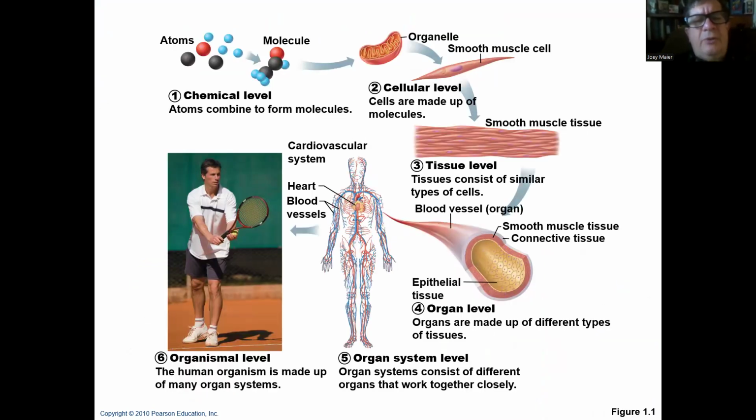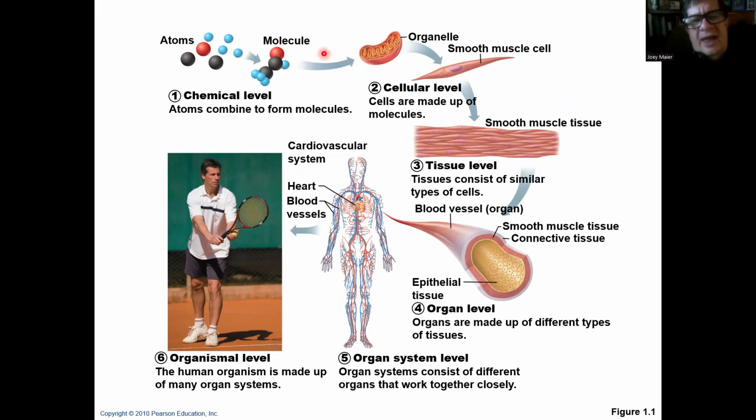Now, I said we do levels of organization. You can see that atoms come together to form molecules. Molecules come together to form organelles. Organelles come together to form cells, like this smooth muscle cell. Cells come together to form tissues. Tissues come together to form organs. Organs come together to form organ systems, and organ systems form organisms.